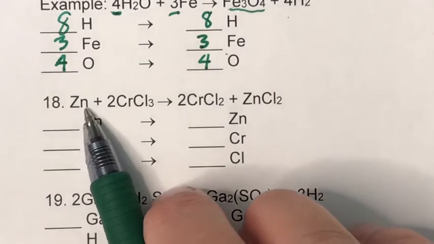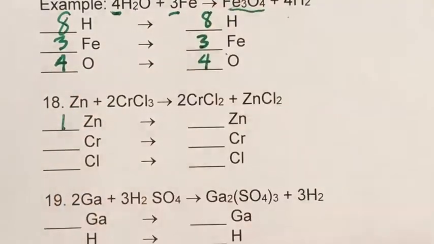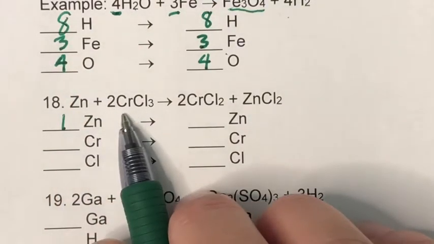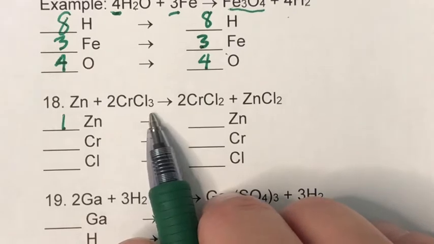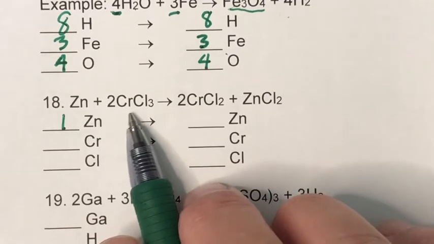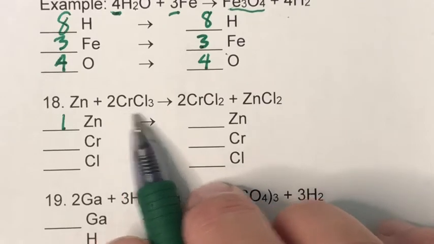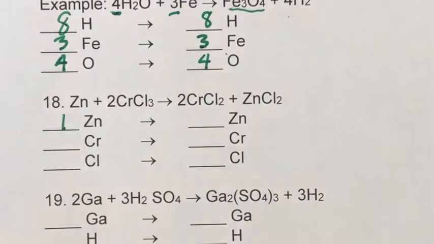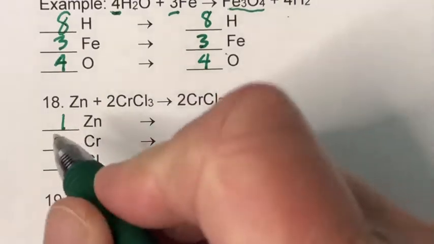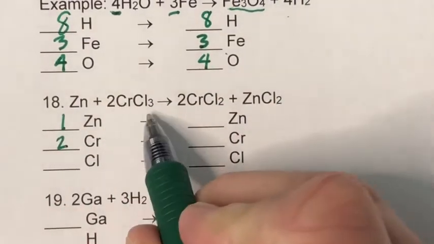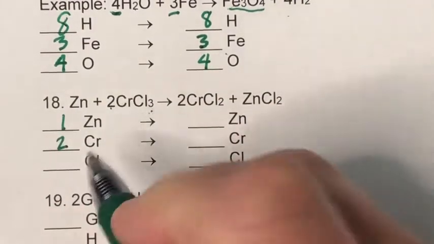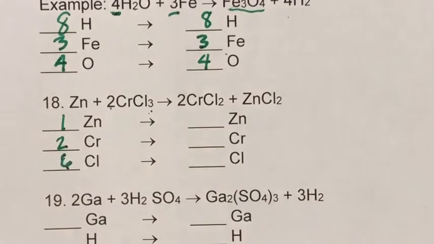If there is no subscript, that means there is 1. And we have 2 chromium 3 chlorides. This is chromium 3 chloride because chloride's a minus 1. There's 3 of them, so it's a minus 3 plus 3, so chromium 3 chloride. So we are going to have 2 chromiums, and we are going to have 6 chlorides. 2 times 3, 6. So we have 6 chlorides.